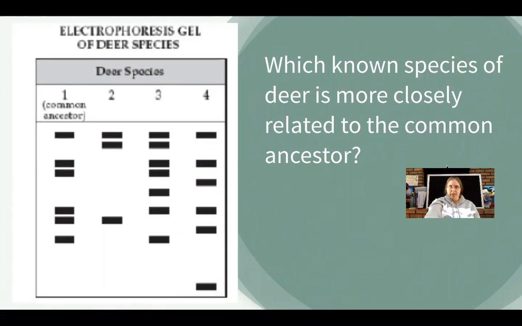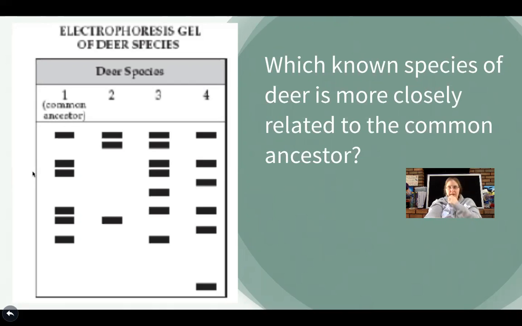So again, here's one for deer. We want to find out which deer species is most closely related to the common ancestor. So we have the DNA of the common ancestor. We have 3 modern species of deer. We want to figure out which one is most like it. Well, if we look through, okay, this is common in all of them. Nope. Common in species 3 and 4. Common in species 3. Nope. Common in species 3 and 4. Species 2. Species 3. So species 3 is most closely related to the common ancestor.